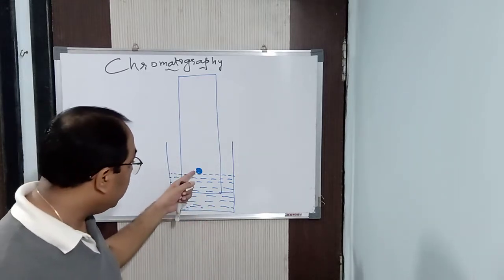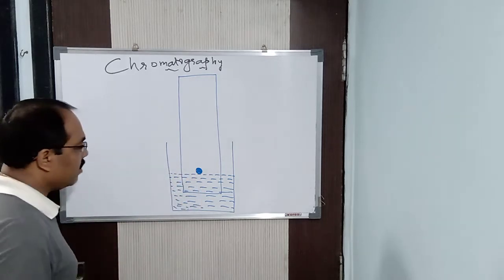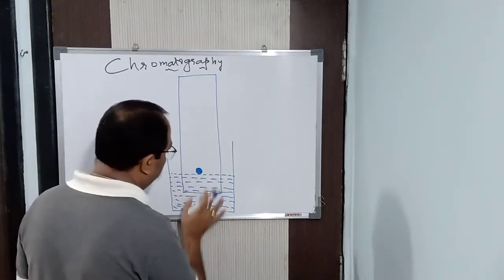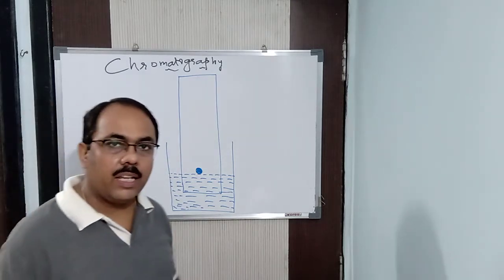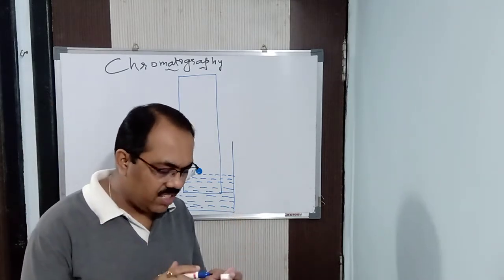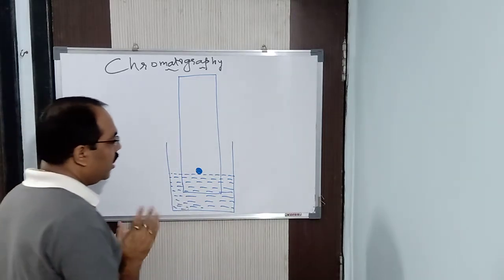And what do you need to separate here? The ink, the dye, the color. We are going to separate it. So you have arranged it in this way. Now what you do is wait for some time. Let us say you can wait for 1 day also. After waiting for 1 day, what will you find?